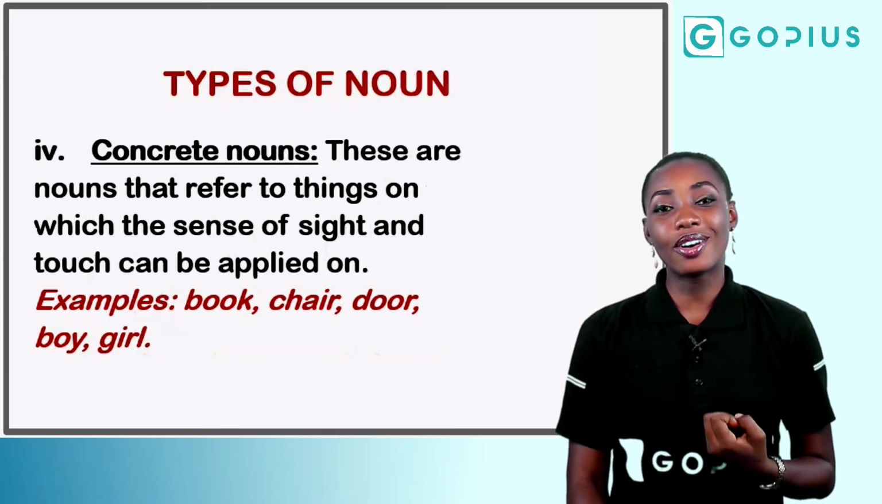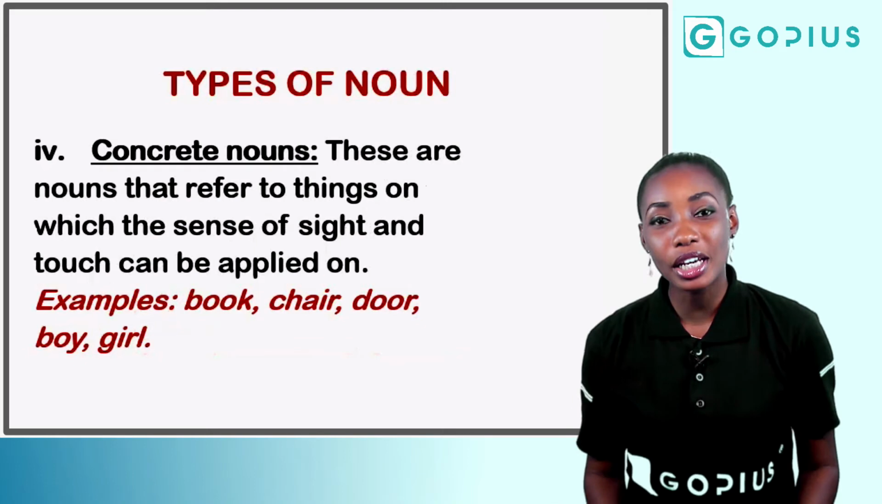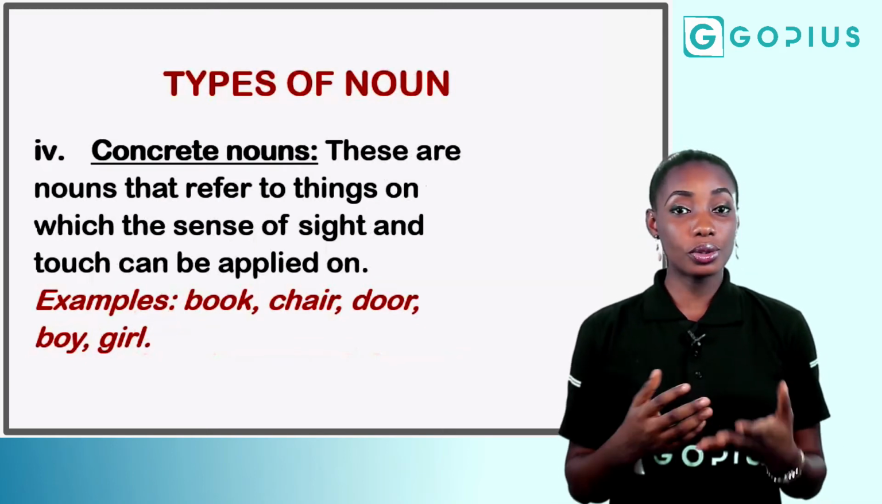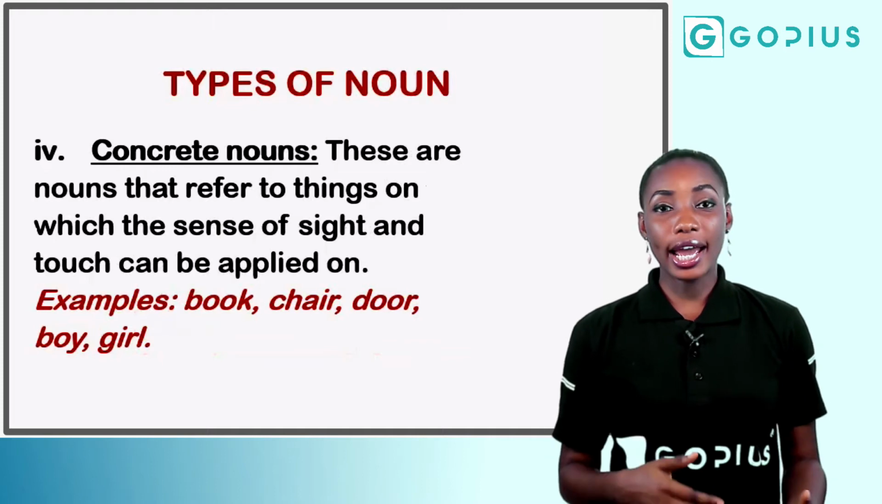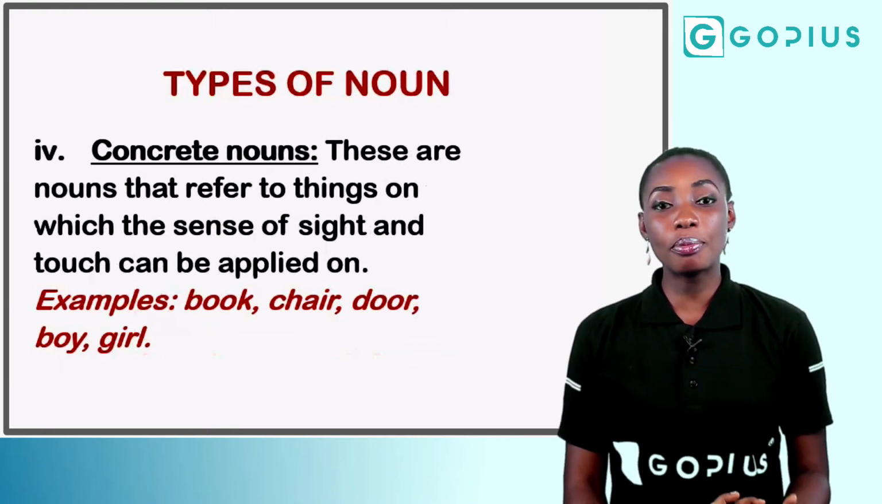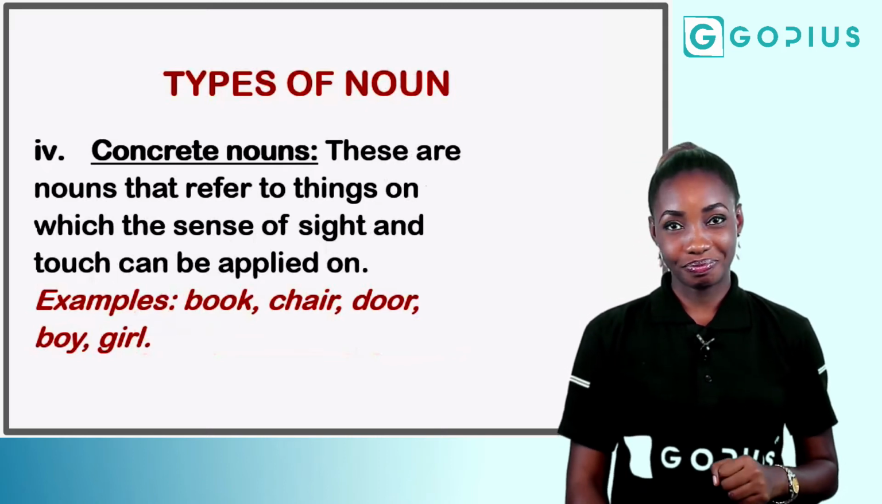Concrete nouns, on the other hand, are what can be felt, touched, carried or moved, like your phone, the laptop you're using right now, your chair, your book, the door, the boy, a girl. Human beings are also concrete nouns because they can be seen and touched.